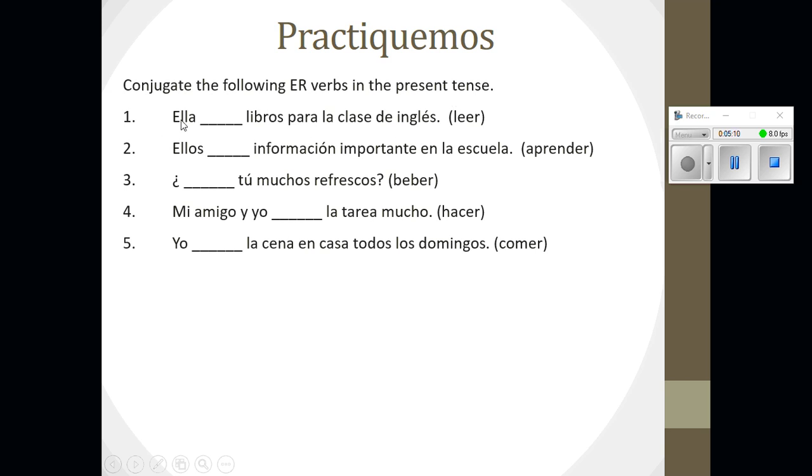All right? So we have ella as our subject. Our verb is leer. We know our first step is to take leer and drop the ER. That leaves LE. So our stem we must put back. And then if we use the chart to help us figure out what ending to use when ella is the subject, we see that that is an E. So the correct conjugation for leer in ella is lee. Ella lee libros para la clase de inglés. She reads books for English class. Okay, pause the video and fill in 2 through 5.